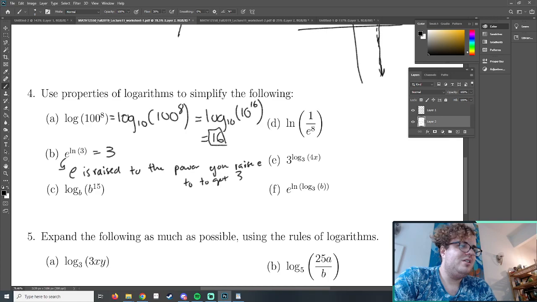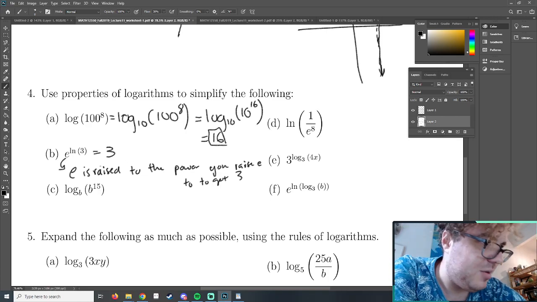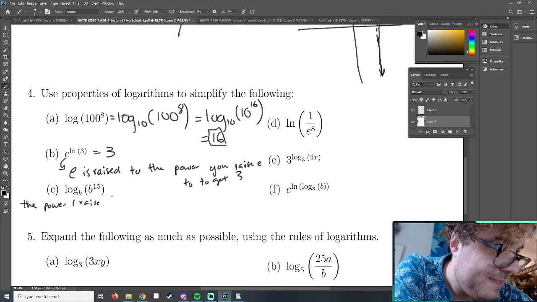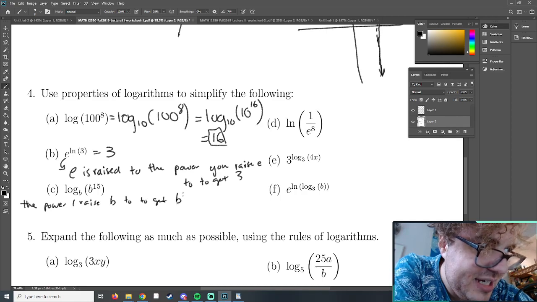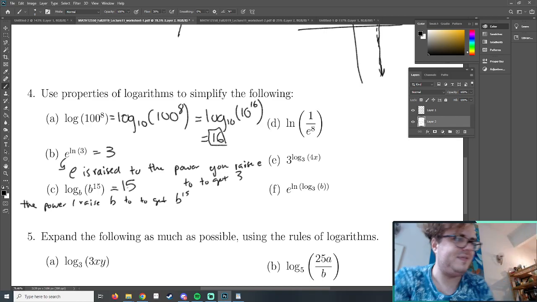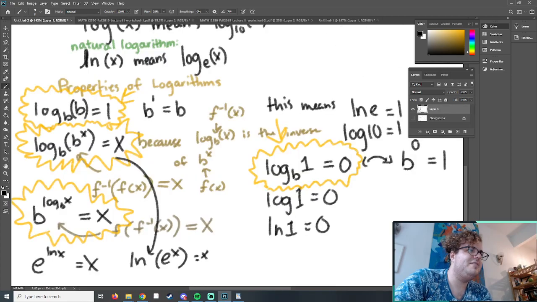C, this is the power I raise b to get b to the 15th. So again, you could think about this with this question: the power I raise b to get b to the 15th. Well, that's very obviously 15. But again, if you look back at our rules, this is log base b of b to the x equals x, right? Here, x was just the number 15.